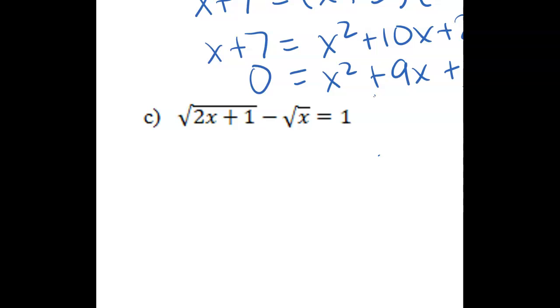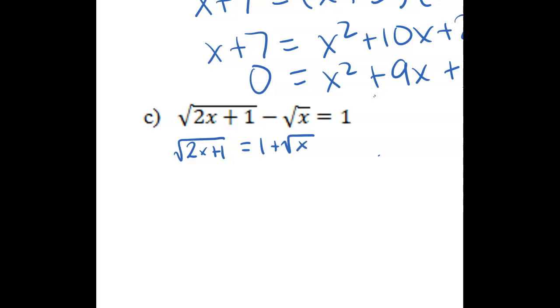What I'm going to do is try to get the square root that looks the worst all by itself. Frankly, when I say the worst, this one looks longer and more complicated than just the square root of x. So I'm going to single-handedly try to get this one by itself. How I'm going to do that is add that square root of x over with that 1. So I'm going to have the square root of 2x plus 1, going to make that square root a little bit smaller, is equal to 1 plus the square root of x.